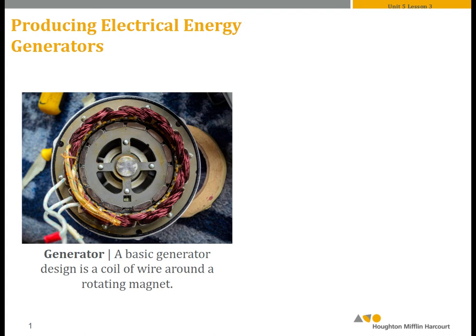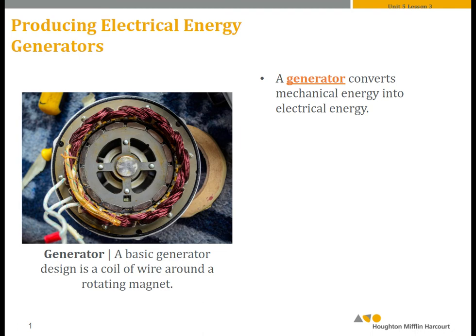If you opened up a generator and looked inside, you would see a coil of wire, and then you would see a rotating magnet inside the coil of wire. The coil of wire stays in place, so it is called the stator. The rotating magnet rotates, and that's called the rotor. Motors and generators both include stators, the stationary parts, and rotors, the rotating parts.